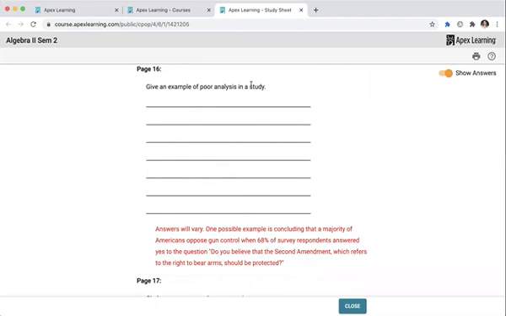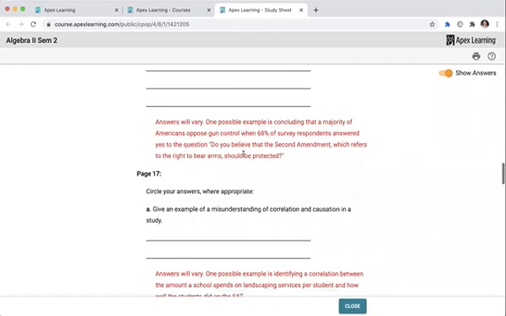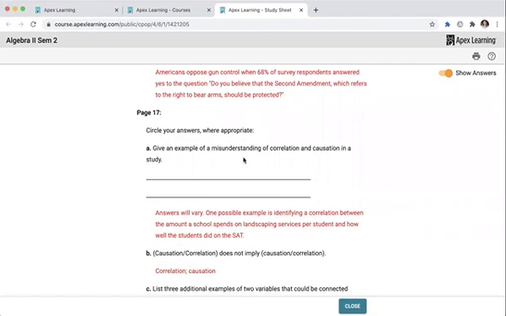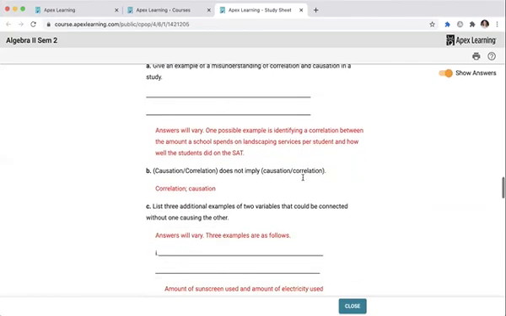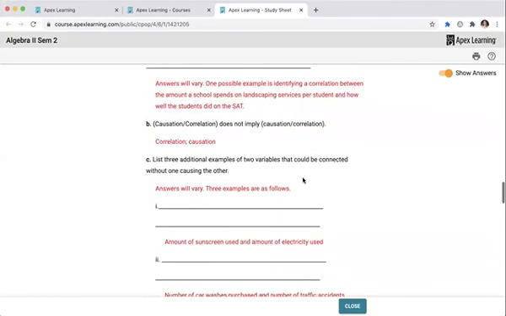And then we talked about poor analysis in a study. You don't ask the question the same way you interpret it, or you make some poor errors in your calculations, not looking at it correctly. Then we talked about misunderstanding between correlation and causation. Some things can be correlated, meaning they can have a relationship between them, but it might not be a cause and effect relationship.